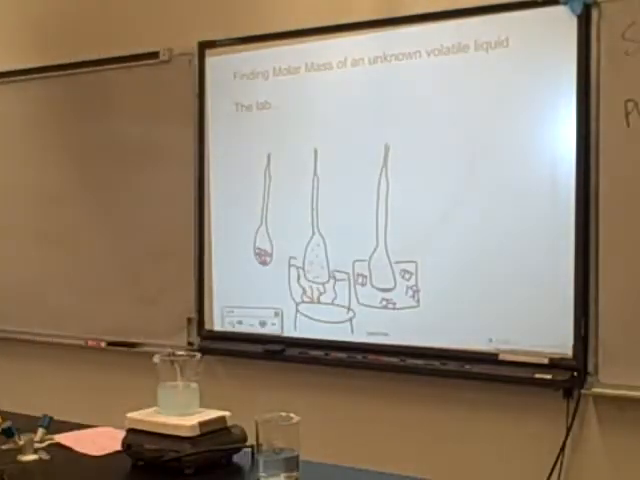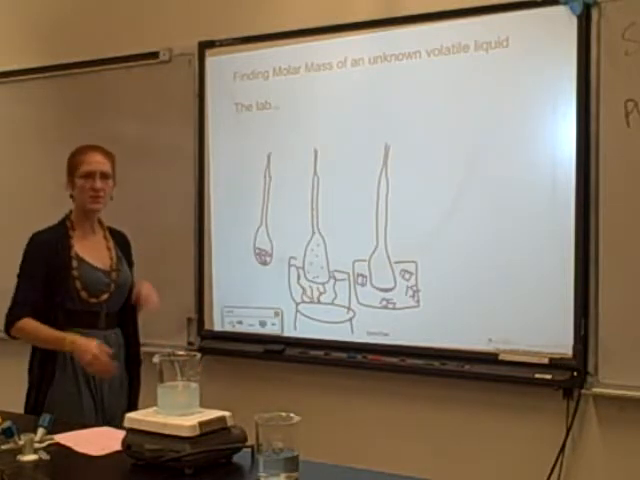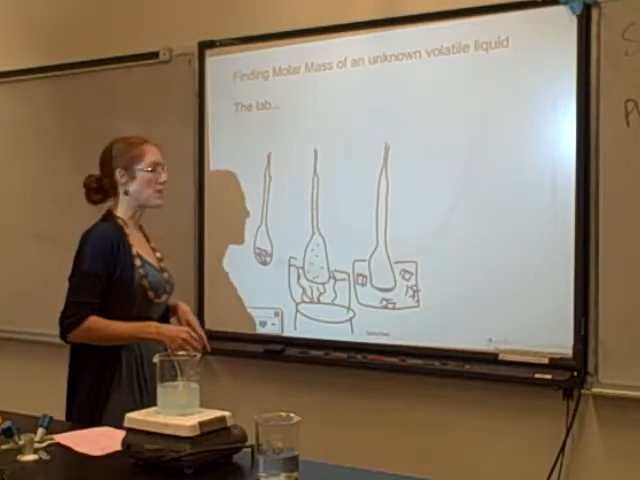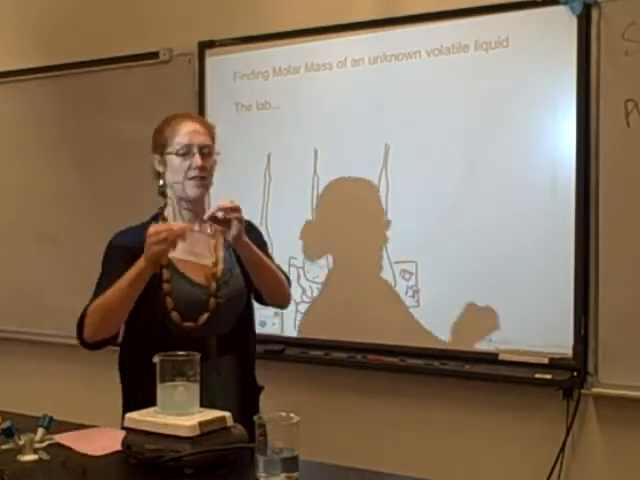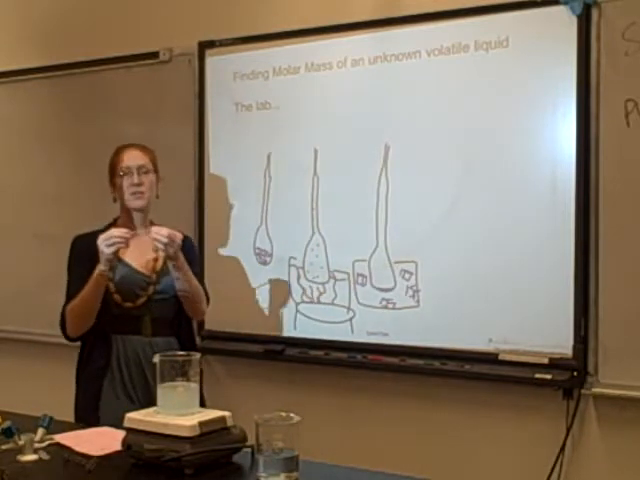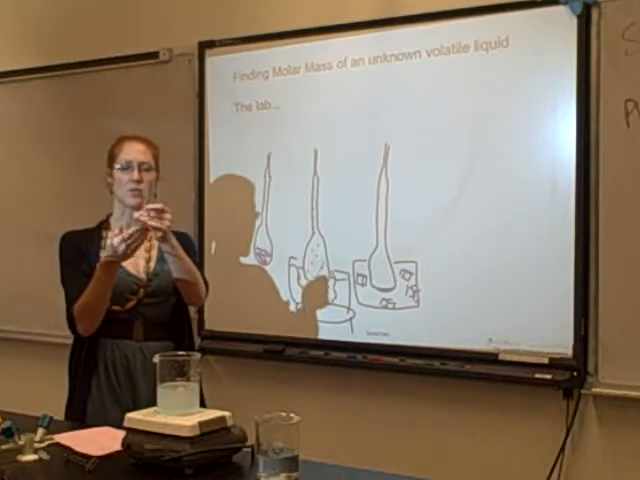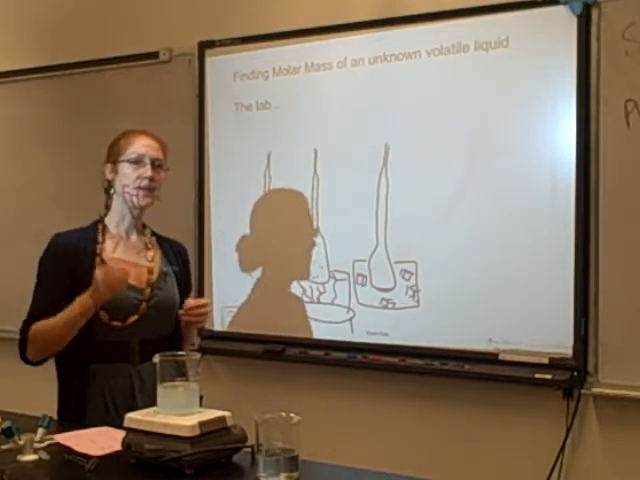Okay, tomorrow's lab is going to be finding the molar mass of an unknown volatile liquid. What we're going to do is start with a barrel pipette, which looks like this. That's what I'm drawing here. The very first thing you want to do is find out how much the plastic barrel pipette weighs, so you're going to mass the pipette by itself.